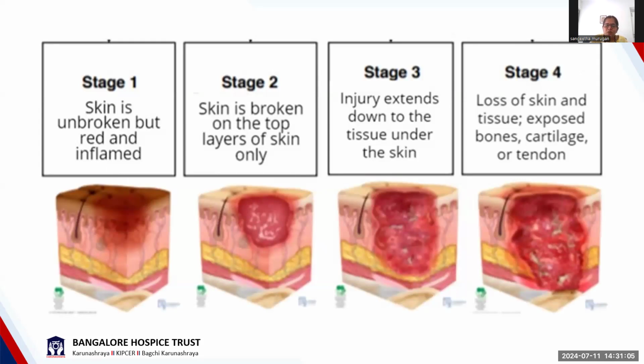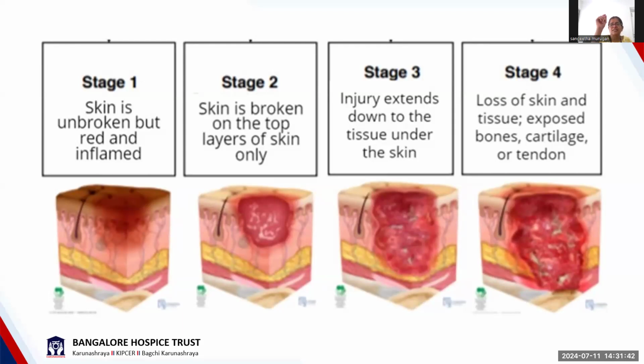In stage 2, the skin is opened. There is a break in the skin. You can see the dermis and epidermis are affected. So that is stage 2. When it comes to stage 3, there will be no skin, no dermis, no epidermis. You can see the muscle. In stage 4, there is loss of skin, dermis, epidermis, muscle, and you can see the bone here. The cartilage, tendon, bone, everything you will see.